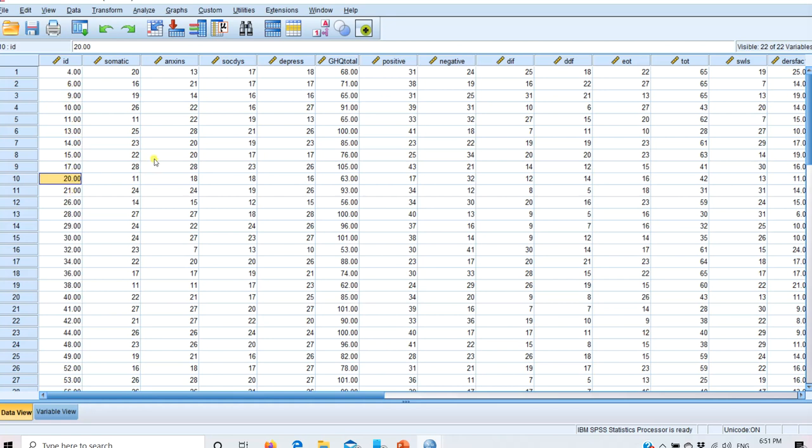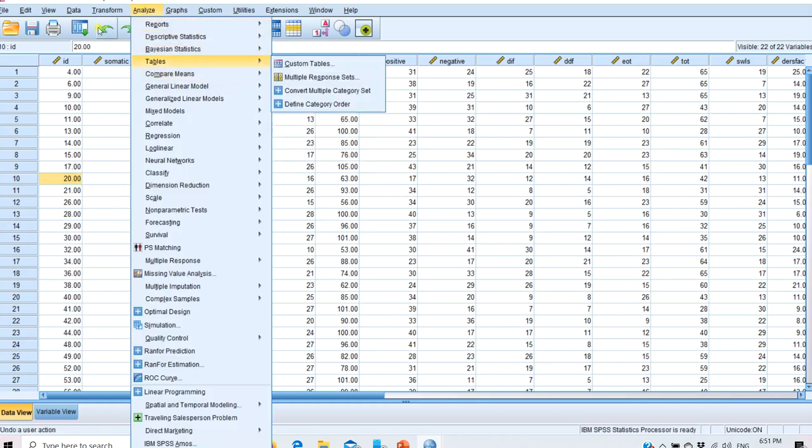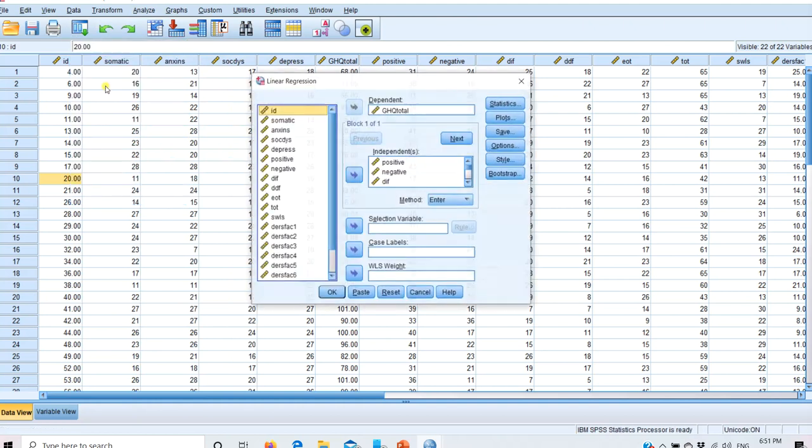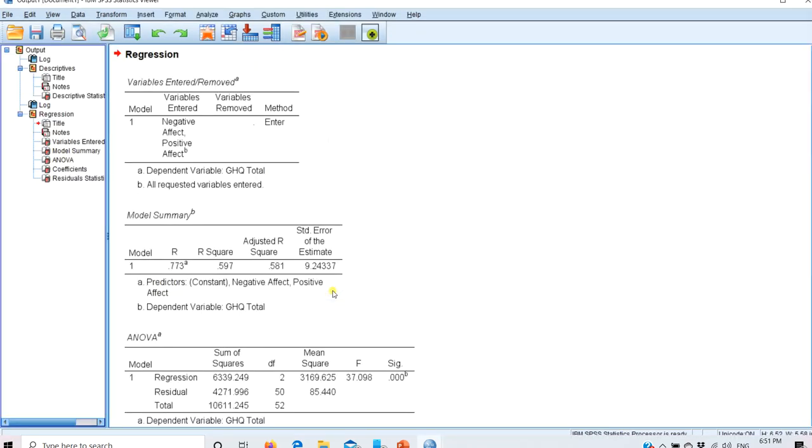So whether to retain this case or not to retain this case, suppose we are interested in doing multiple regression analysis. So I will do regression analysis. The predictors are positive and negative effect, and GHQ total, the General Health Questionnaire total score, is an indicator of the overall mental health. It is the dependent variable. And we will run the analysis.